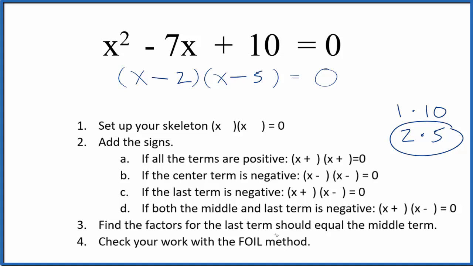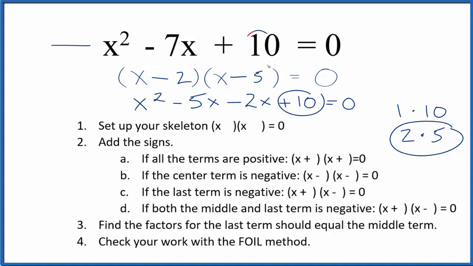And now we can check our work with the FOIL method. That'll give us, so we multiplied the first terms, the outside, the inside, and the last terms. And this is what we end up with. And this is the same thing as up here. We have x squared, so minus 5x and minus 2x, that's the minus 7x, and then we have 10. So it's the same equation. And that means that we've done this correctly.